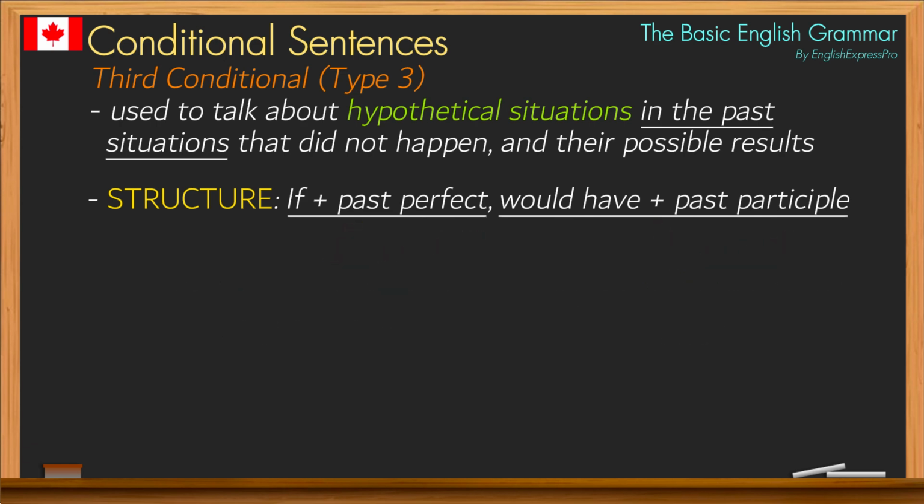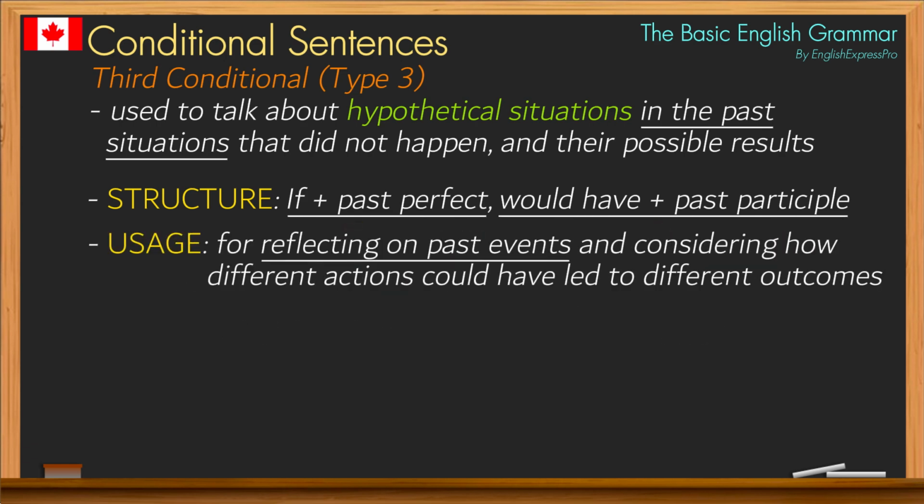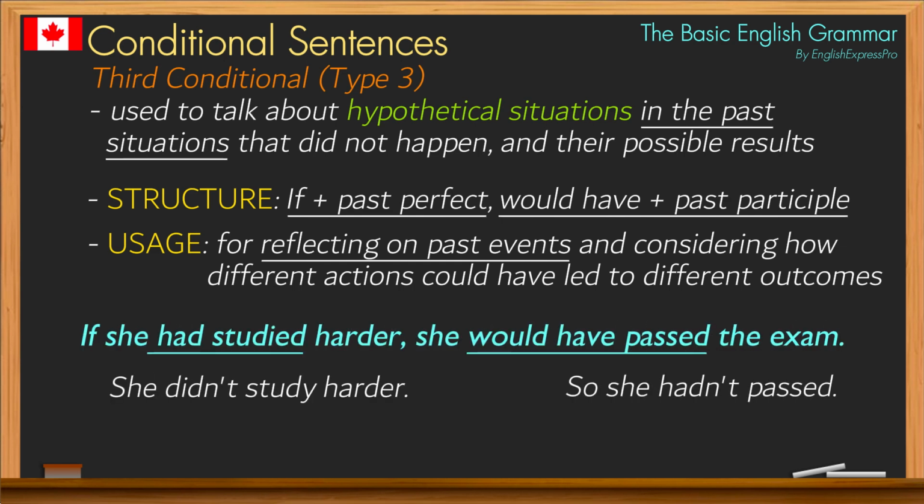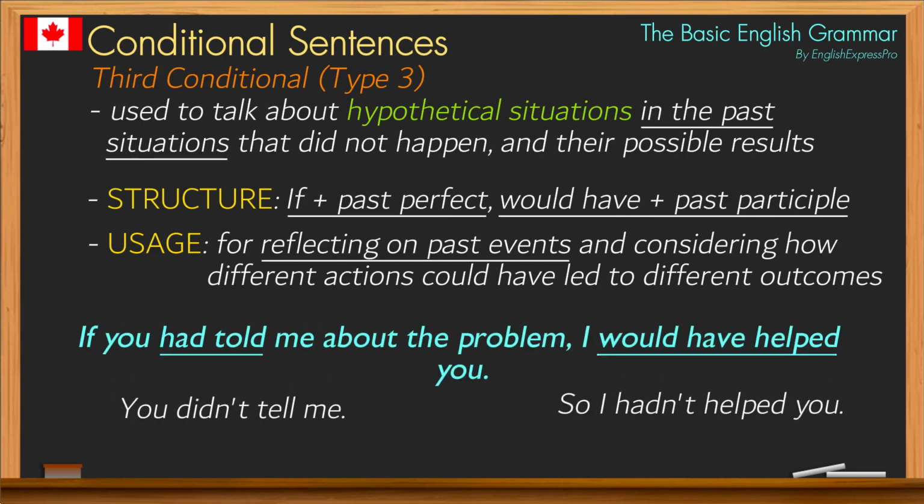Type 3 conditionals are great for reflecting on past events and considering how different actions could have led to different outcomes. For example, if I had known about the meeting, I would have attended. If she had studied harder, she would have passed the exam. If you had told me about the problem, I would have helped you.